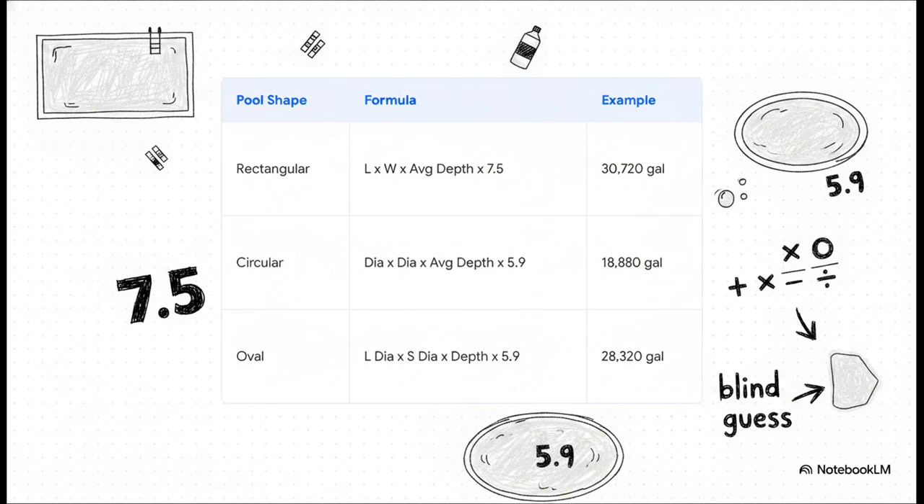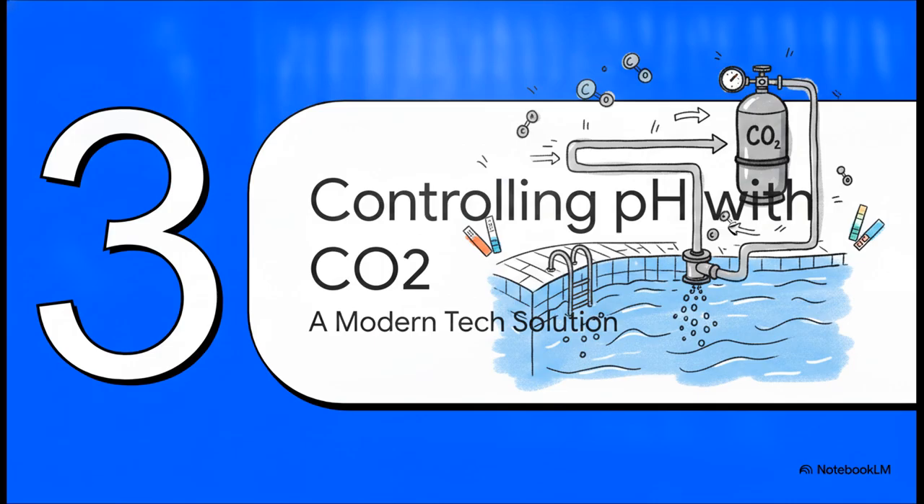Then, multiply that by your length and width. If it's a rectangle, multiply by 7.5 to get your total gallons. For circular or oval pools, use 5.9. Because honestly, if you don't know your exact volume, every single drop of chemical you add is just a complete shot in the dark.